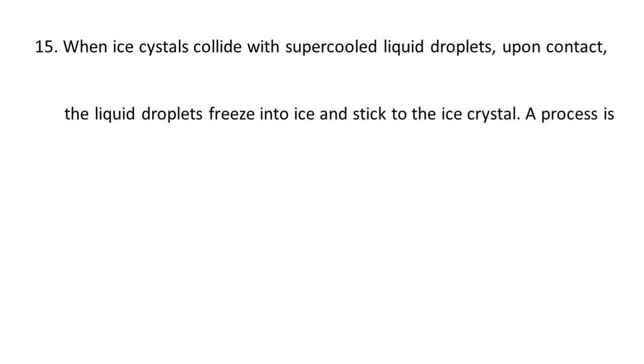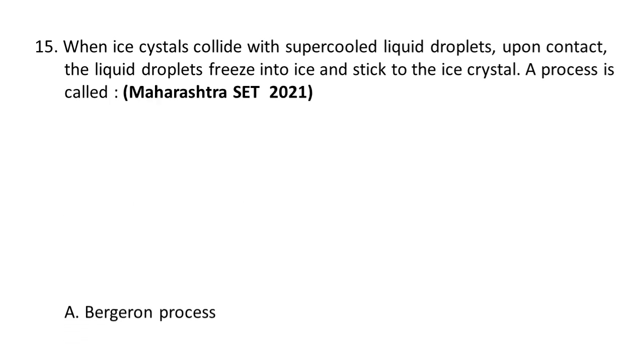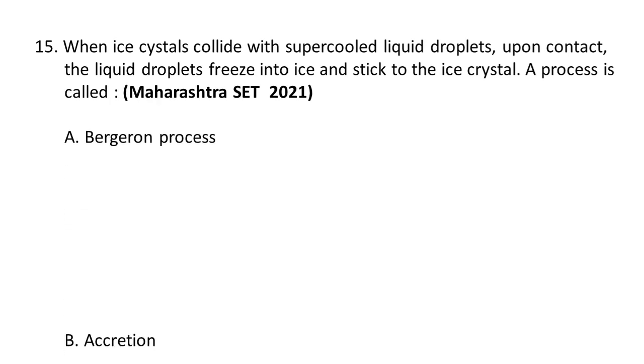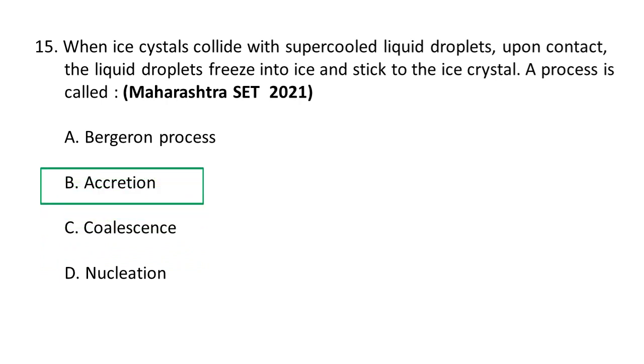Next question. When ice crystals collide with the supercooled liquid droplets, upon contact the liquid droplets freeze into ice and stick to the ice crystal. So this process is called as A. Bergeron process, B. Accretion, C. Coalescence and D. Nucleation. So the correct option is B. Accretion. When ice crystals collide with the supercooled liquid droplets, the process is known as accretion or riming. Accretion or riming is nothing but the supercooled liquid droplets freezing on contact with the ice crystal and sticking to it, forming rime ice. And this process allows ice crystals to grow larger as they collide with more droplets.